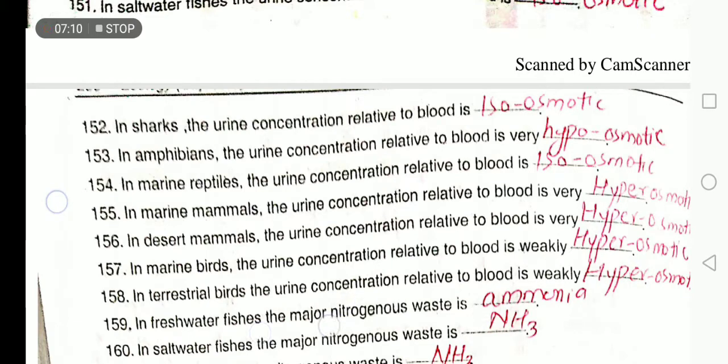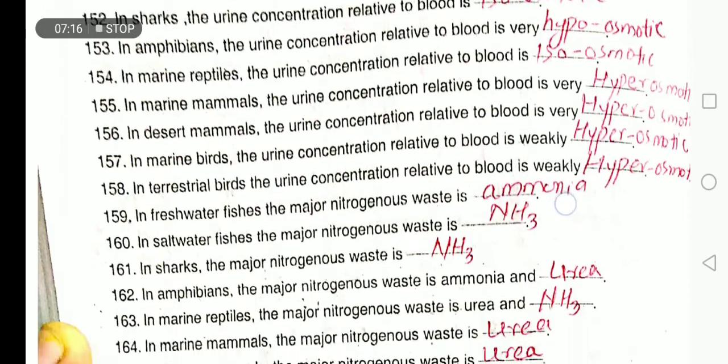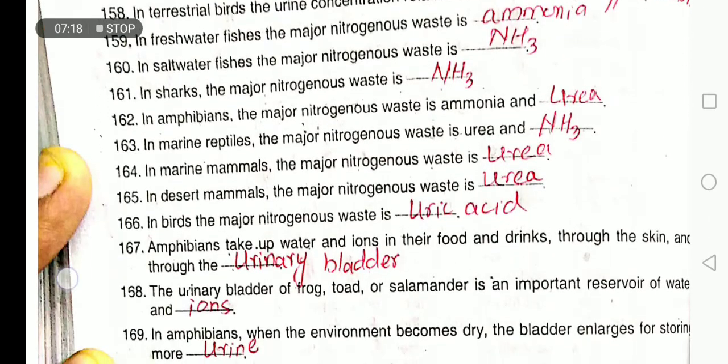In freshwater fishes, the major nitrogenous waste is ammonia. In saltwater fishes, the nitrogenous waste is ammonia. In sharks, the major nitrogenous waste is ammonia. In amphibians, the major nitrogenous waste is ammonia and urea. In marine reptiles, the major nitrogenous waste is urea and ammonia. In marine mammals, the major nitrogenous waste is urea. In desert mammals, the major nitrogenous waste is urea. In birds, the major nitrogenous waste is uric acid.